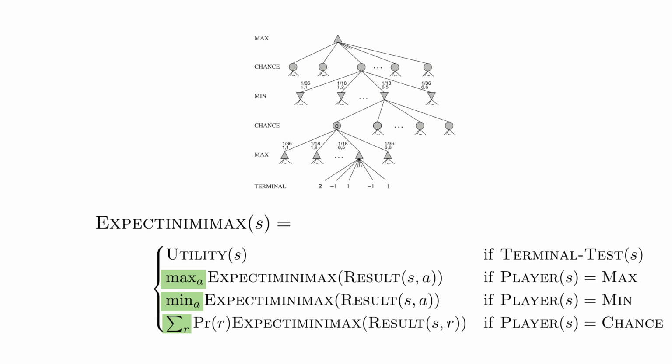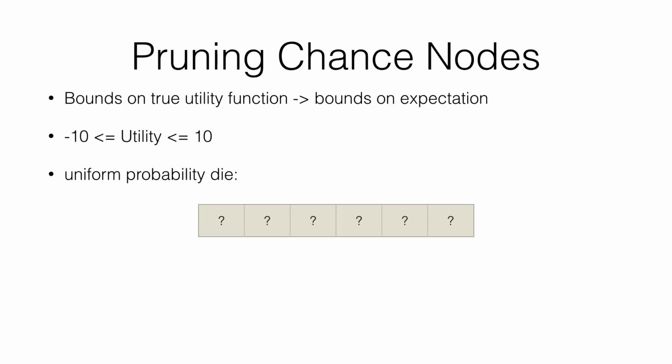And we want to bound what that total sum is going to be before we see all of the options. So imagine this example. We're just going to consider a uniform die. We're going to roll a 6-sided die, one of the standard ones you get for most board games. And it's uniform probability, so it's a fair die. And we have a utility score that ranges between -10 and 10.